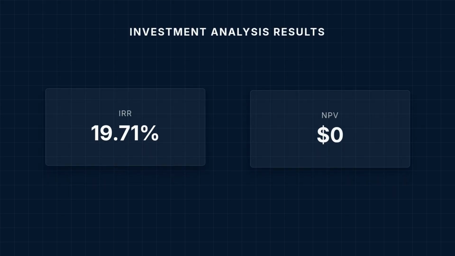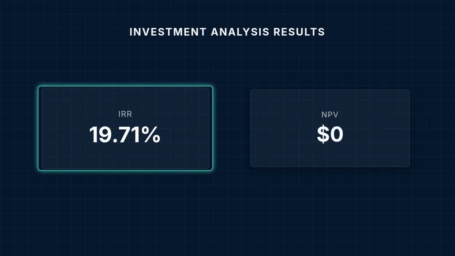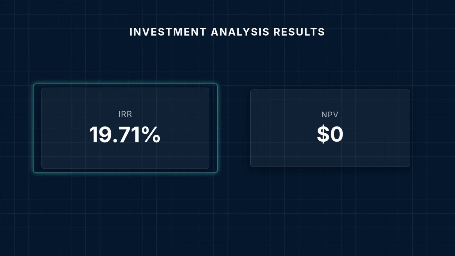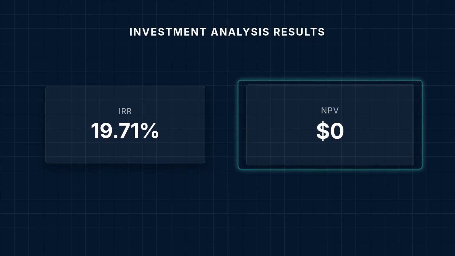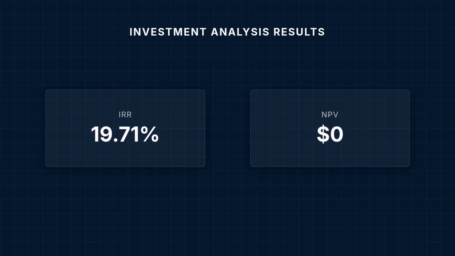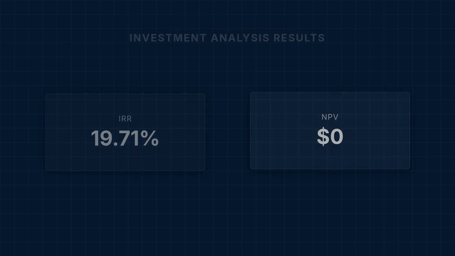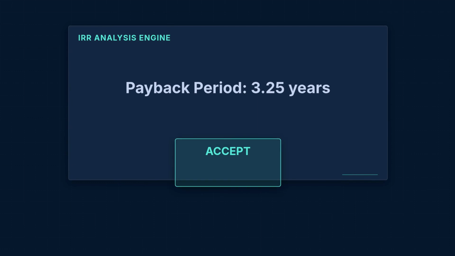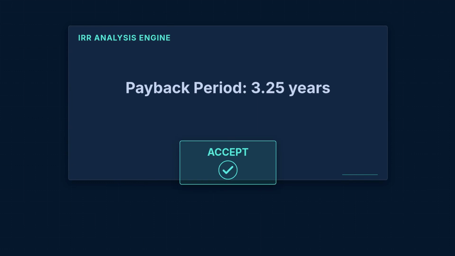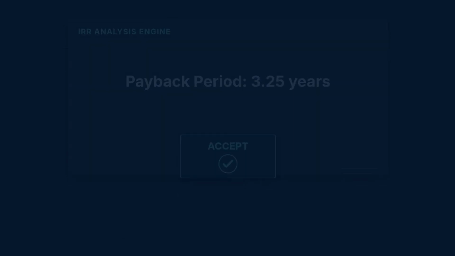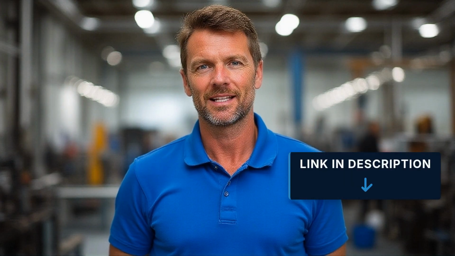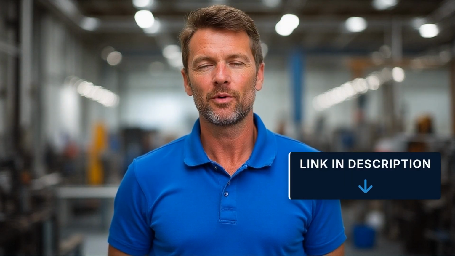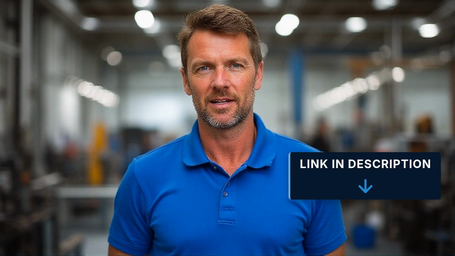After clicking Calculate, here are our results. The internal rate of return shows 19.71%, meaning this project's expected return exceeds our 10% discount rate. Net present value displays $0, which is expected since we're calculating at the IRR. Payback period indicates 3.25 years to recover the initial investment. The investment decision shows Accept with a green checkmark, confirming the project meets investment criteria.